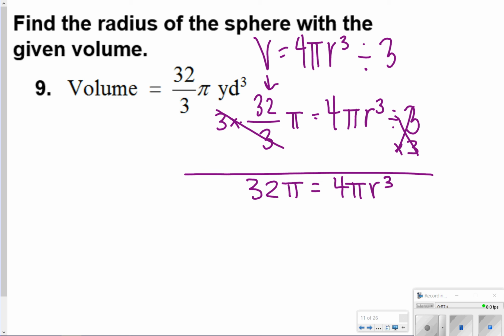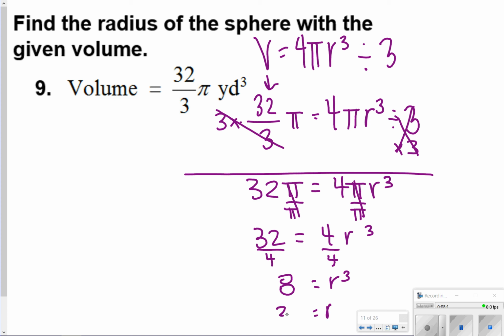Another thing we could get rid of is dividing this pi by this pi. So dividing by pi on both sides, those cancel out as well. So now we have 32 is equal to 4r cubed. And then we can get rid of the 4 by dividing by 4. So now we have r cubed is equal to 32 divided by 4, that's 8. And then all we're just trying to figure out is the cube root of 8. So that was going to give us 2. So my answer would be 2 for number 9.